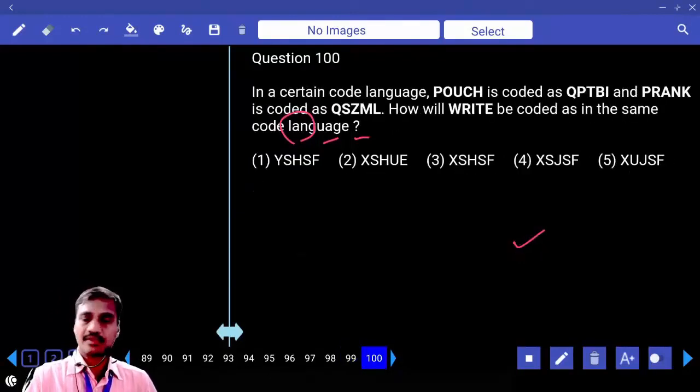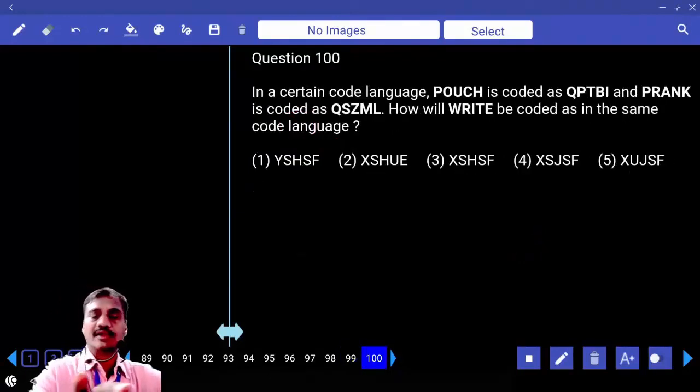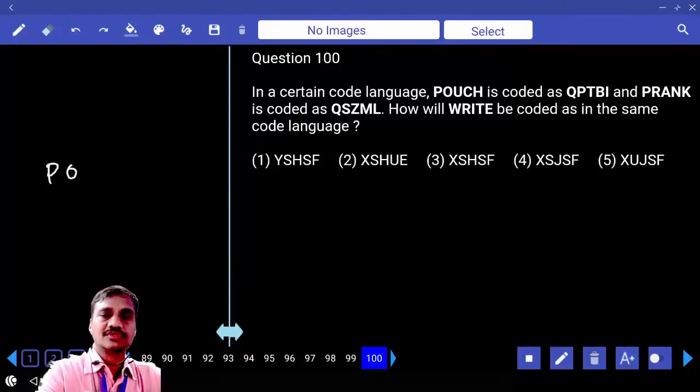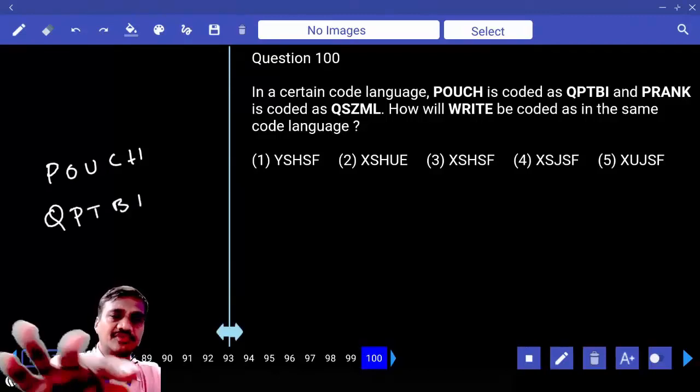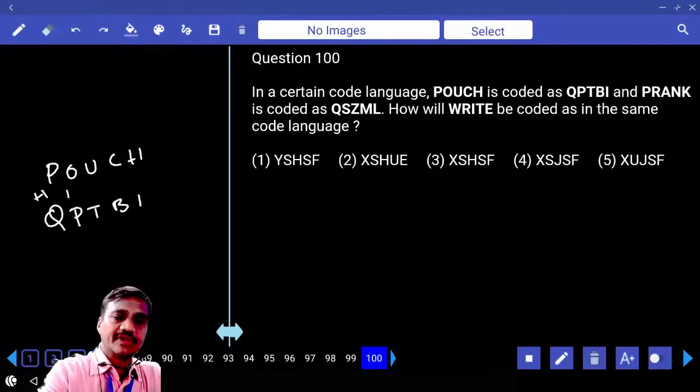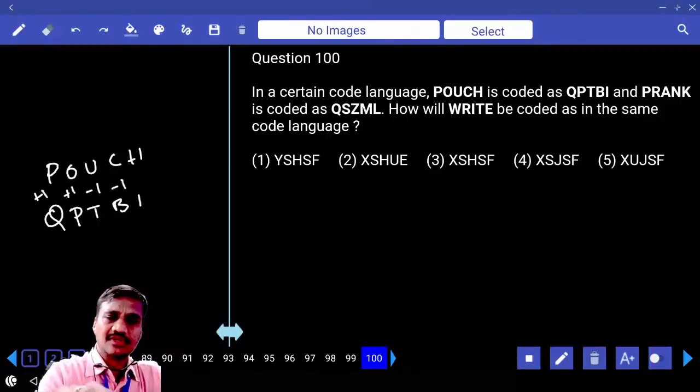And 100. Now in this question number 100 and the word. What is the word we have? The word is pause, and it is coded as QPTBI. P and Q, the difference is how much? Plus 1. O and P plus 1. U and T minus 1. C and B minus 1. And next one H and I, it is plus 1.